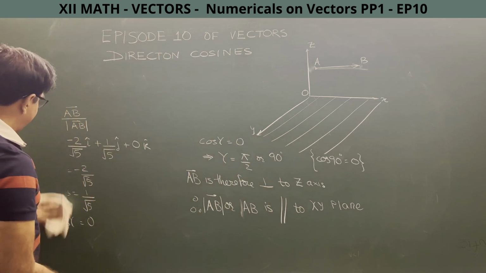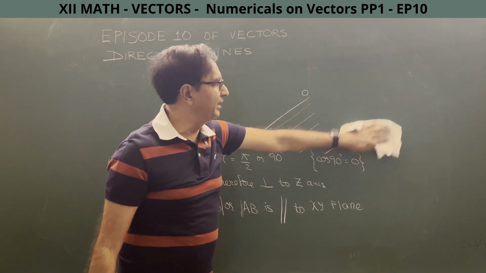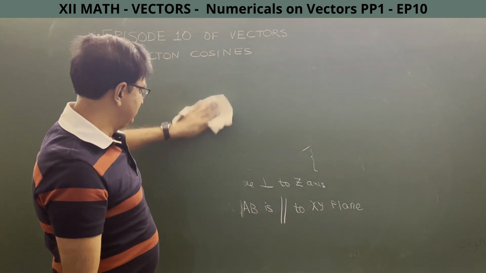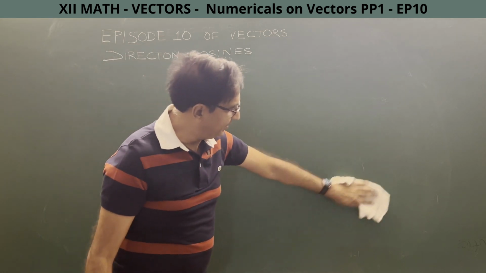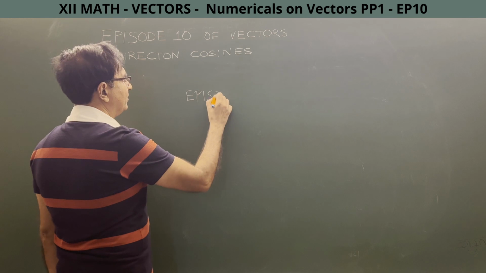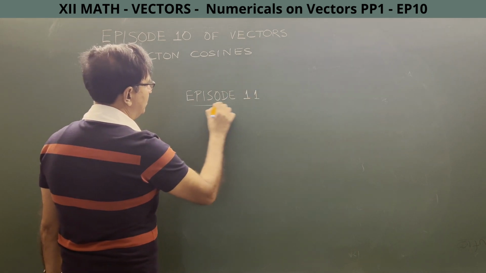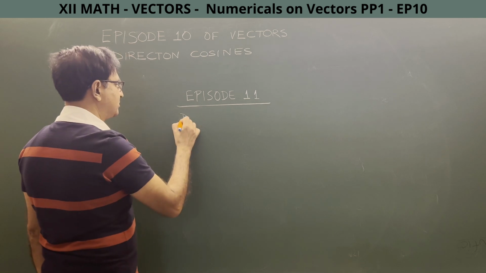That's all. So we have done in 10 episodes, approximately 6 hours, the introduction to vectors. So now we are very familiar with the vectors. Rest of the topics are building on what we have already studied. Now in episode number 11, we are going to study how to multiply two vectors.